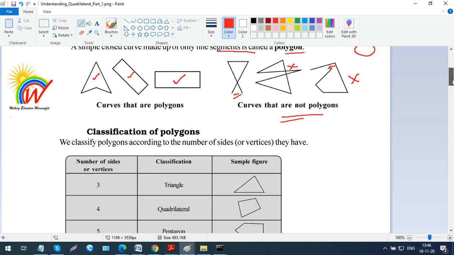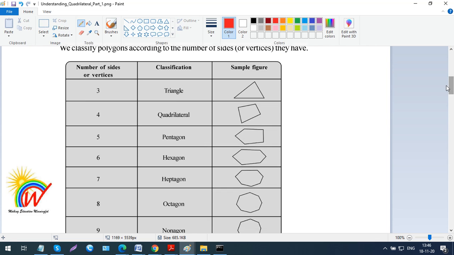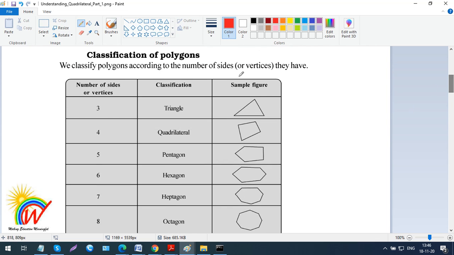Now let's look at the classification of polygons, what kinds of polygons there are. We classify polygons according to the number of sides. The name of the polygon is given based on the number of sides or number of vertices it has. These corners are called the vertices. In a triangle there are 3 vertices: 1, 2, 3, these are the vertices. When you have 3 sides, it's called a triangle. Tri is for 3, and we are all familiar with the triangle.